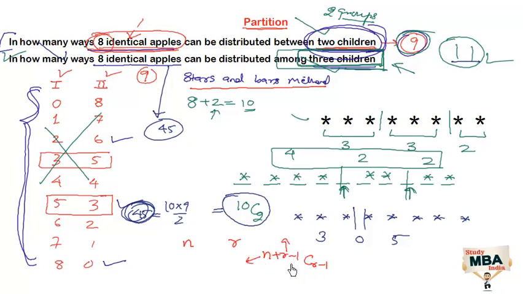So if r is the number of children, then r minus 1 will be the number of bars. So the overall number of positions will be n plus r minus 1, and out of it we are considering the number of positions which we can select for the bars to be put, and in all the other places the stars will automatically be placed, and these different selections will give me the different number of distributions. So please remember this particular formula. This is very, very important. From the next video we'll be using it extensively and directly as well.